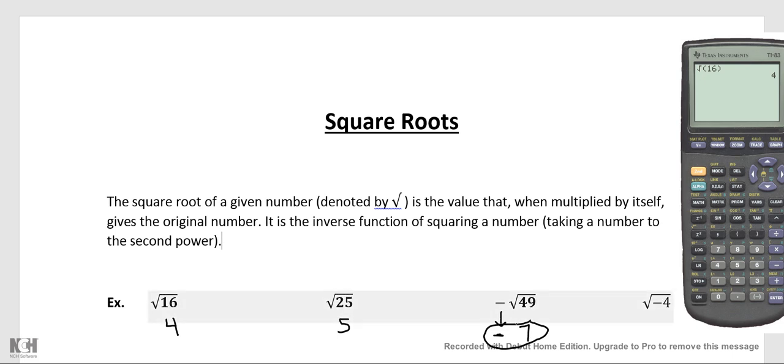The negative carries down. The negative inside the radical does not work. It gives us what's called an imaginary number, which we do not go over in this class. So for the sake of this class, we say this is not a real number.